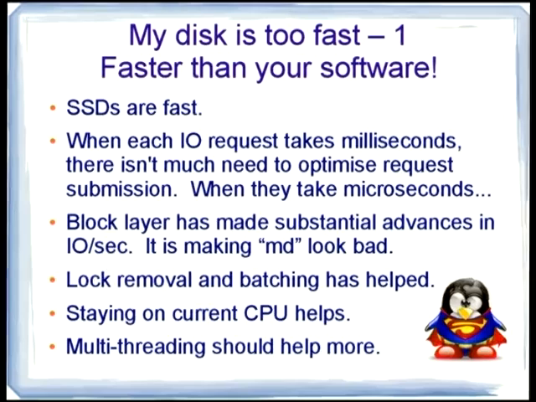So we've done a bit of work. The block layer is really good. You can actually deliver lots and lots of requests per second through the block layer, but MD doesn't look so good now, so we need to lift our game. So we did a bit of lock removal and batching, so we take the lock and do 16 things at a time instead of just doing one for every lock, and that's helped a bit.